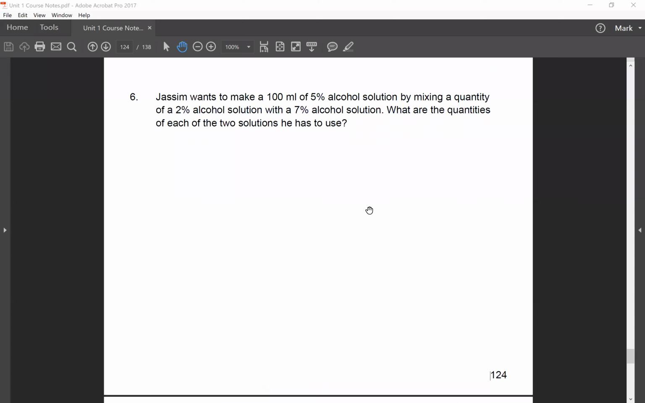Now, before I do number 6, I would like to see if anybody could try this and get the answer. So remember, we're trying to solve for x and y. The idea is we're trying to mix two chemicals together to get 100 milliliters of a 5% solution. We have a 2% solution and a 7% solution. So the 2% and the 7% we will call x and y respectively.